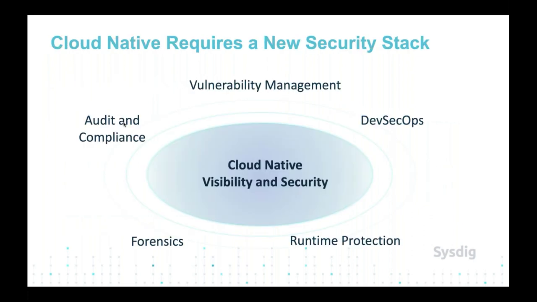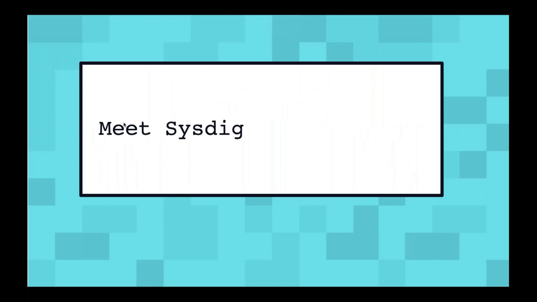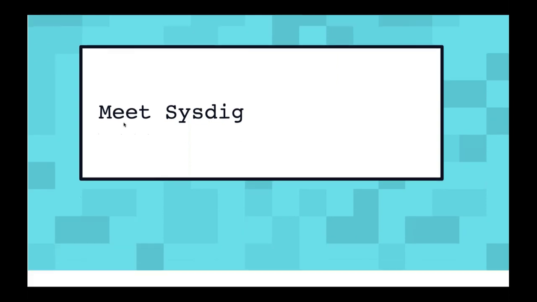So ultimately what it boils down to is that cloud native really can't operate with a traditional security model. It requires a new security stack, whether you're looking at tightly coupling DevSecOps, vulnerability management, runtime protection, forensics, or audit and compliance across your container lifecycle. A cloud native visibility and security platform can address those use cases and needs that we're seeing. So transitioning a little bit into what Sysdig does, I'll walk through the Sysdig platform and give you an overview of us.